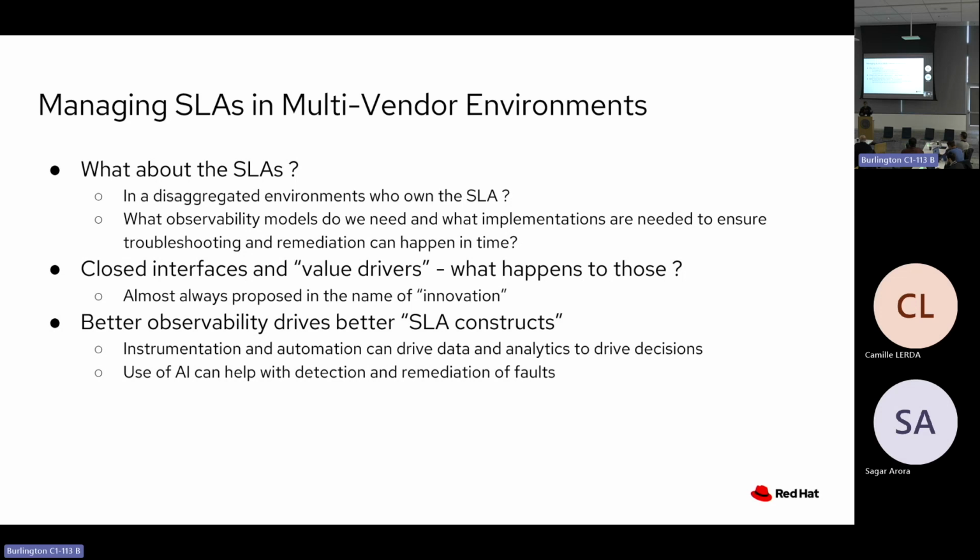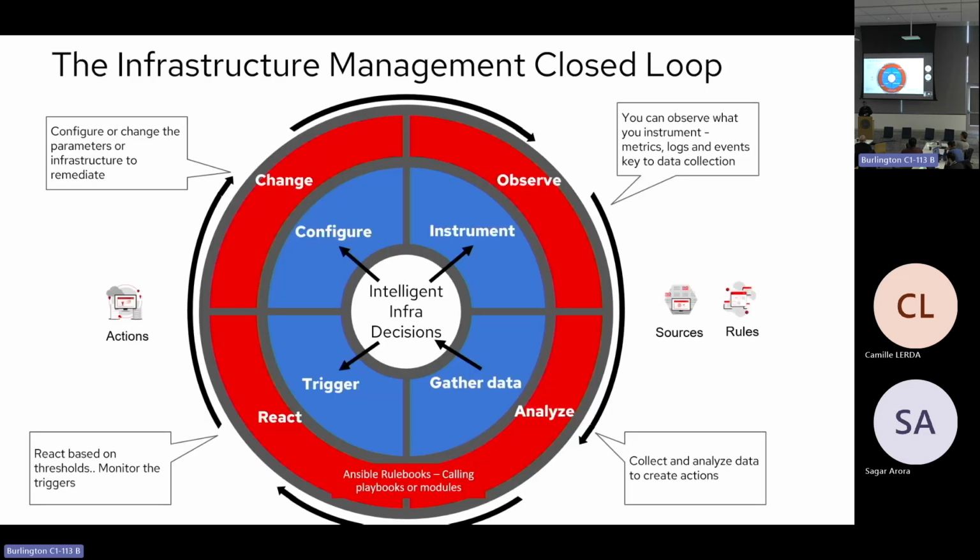So this is actually critical. Closed interfaces, people use value drivers as an argument for closed interfaces. Can we actually build better observability? Can we build better models and create the SLA constructs through that better observability? It's something that I believe is core missing. We didn't have it as part of the conversation here, but something I think as a community we can pick up and make this happen.